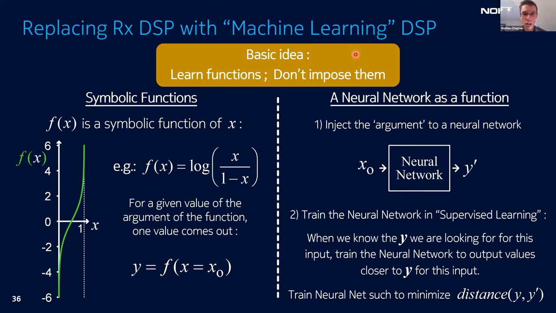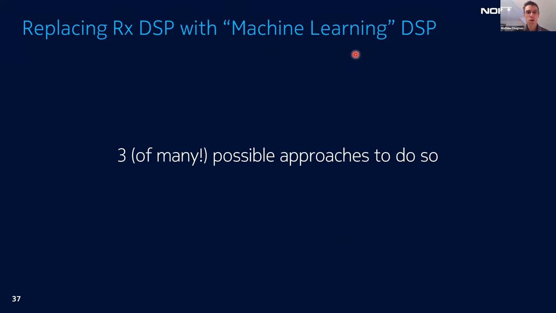If I inject the argument, I'm going to be spitting out something that would be the same as if I was to use a symbolic function. But this neural net is super generic, right? So the next three slides will be three of many possible approaches to use machine learning as the RX DSP, right?